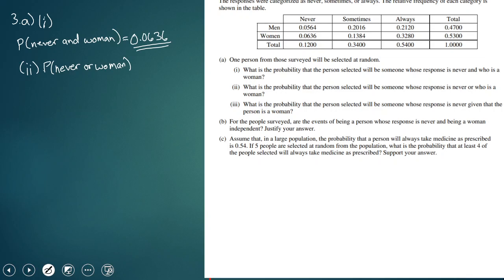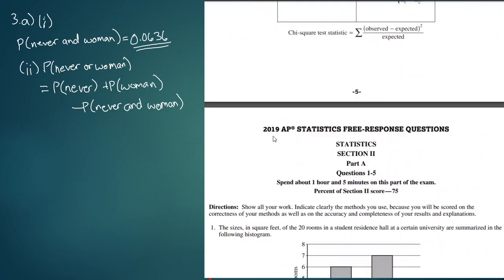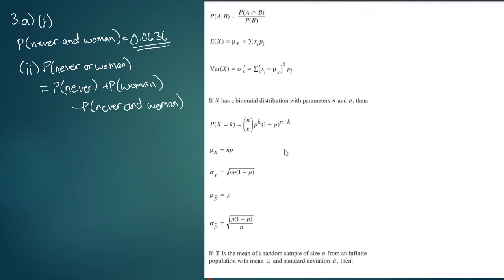So the probability of never or a woman, if we use the formula, is the probability of never minus the probability of being a woman, plus, and then minus the probability of what we just found, never and woman. I believe these are given in the formula as well under the probability section. Let me just go check really quick.